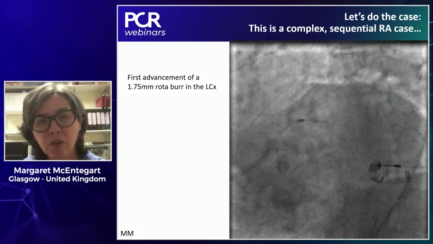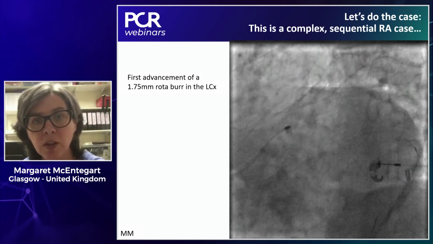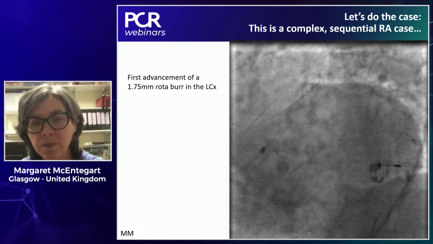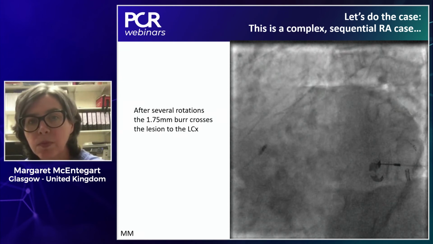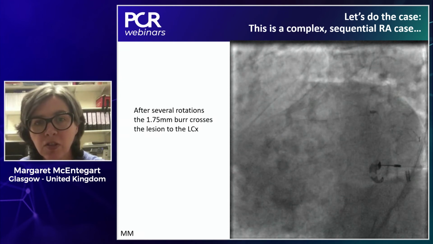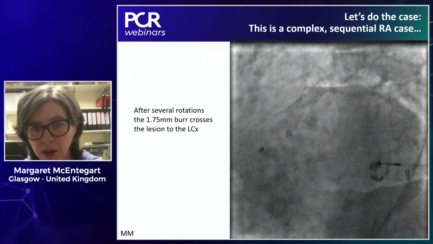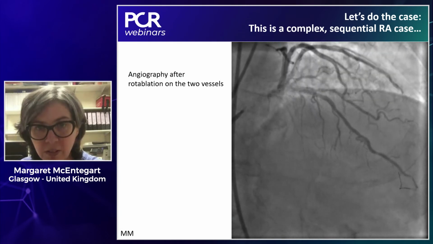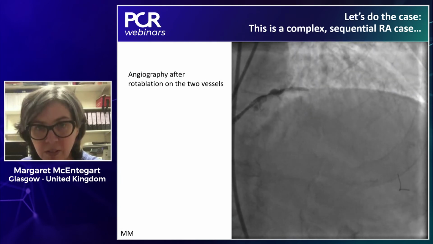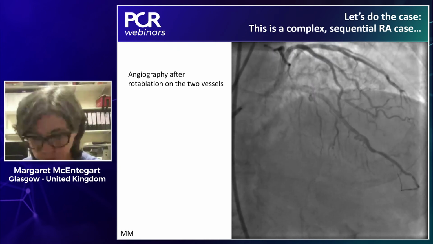So he has the confidence to do this because he's already used a 1.5 and a 1.75 across the bifurcation into the LED. And then after several rotations with the 1.75, you see eventually that crosses nicely down beyond the bifurcation in the circumflex. And this is the angiogram after the debulking of both limbs of the left main.